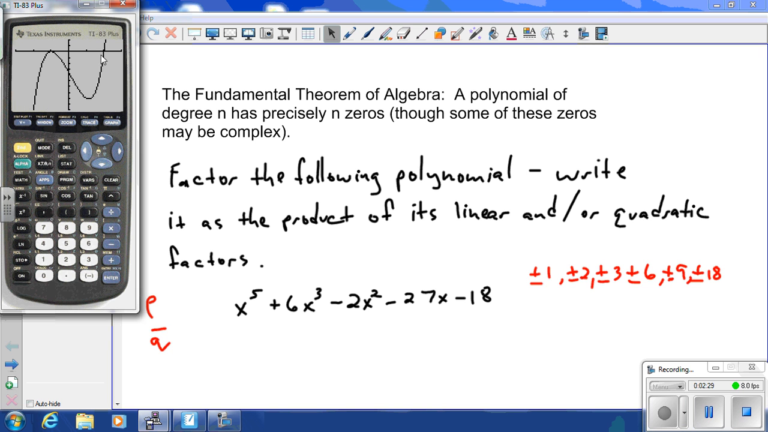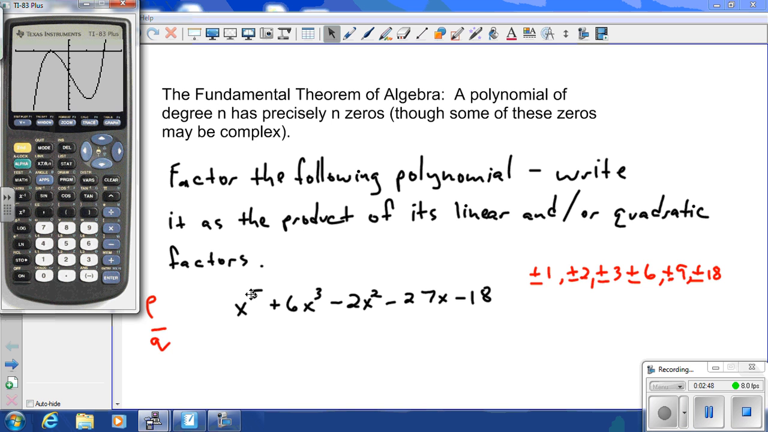I look at this and see that it definitely crosses there. The x-axis is going up by 1s, so that's 2. I'm expecting that x minus 2 is going to be a factor of this thing because it looks like it goes right through 2. And that's the only zero that I see.